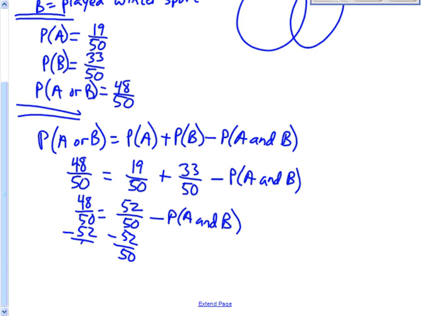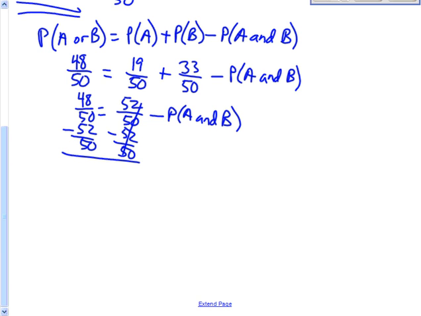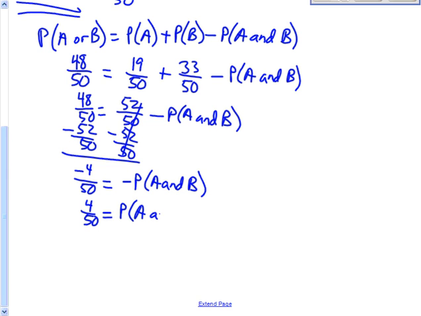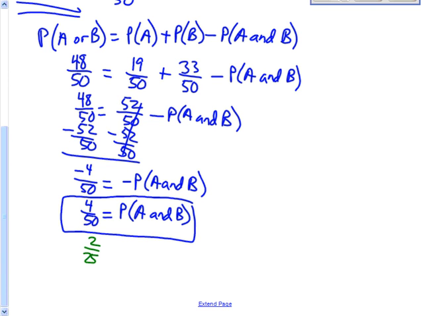So let's subtract 52 out of 50 here. Looks like we got 48 minus 52, negative 4 over 50 is negative probability of A and B. Let's get rid of the negatives there. So 4 out of 50 is the probability that you are a student council member and that you played a winter sport. 4 out of the 50 students. Okay, or actually, I should probably reduce that. 2 out of 25. It should be 0.08? Same thing, all right? So we have an 8% chance there.